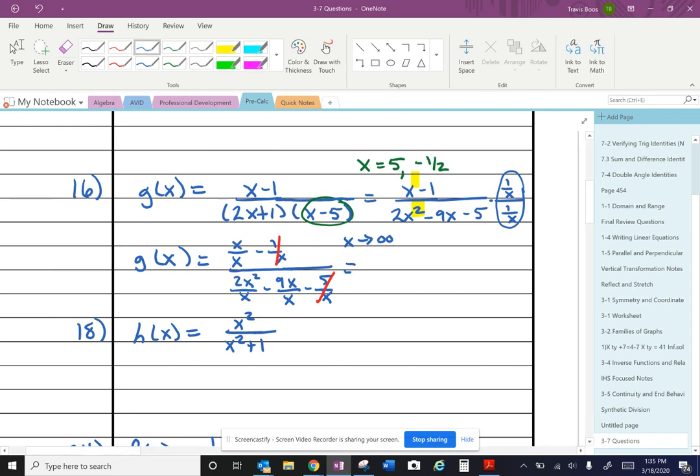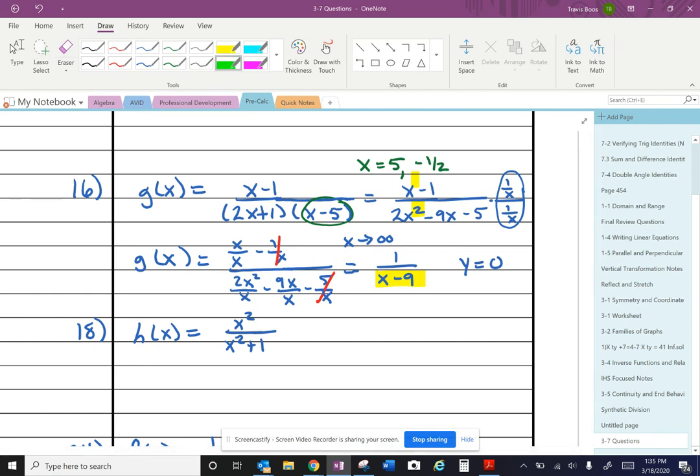And we're left with x over x, which is 1. 2x squared over x is just 2x, minus 9. And again, I'm still asking myself, what's happening as x goes to 0 or as x goes to infinity? As x goes to infinity, the denominator is going to get bigger and bigger and bigger and bigger, and so this actually approaches 0. So as x approaches infinity, y approaches 0.